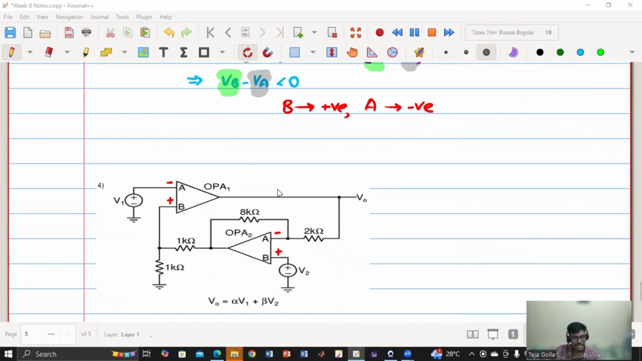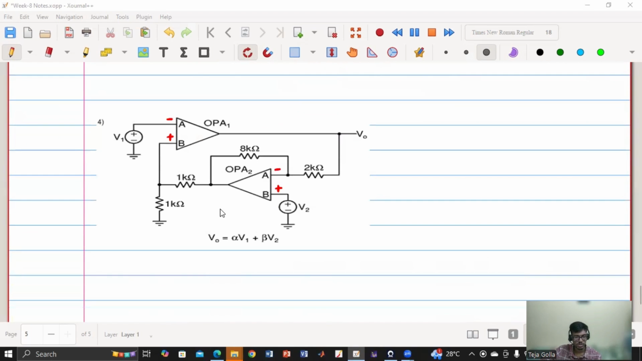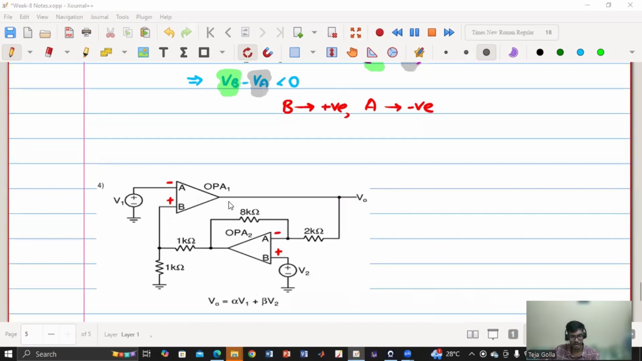But for calculating, I need not know which terminal is what. I just need to know that it is negative feedback, so that the virtual short happens, and I can still proceed to calculate V naught in terms of V1 and V2. But I was asked what the negative terminal is, so for that I have to do it individually. If there is a third op amp and they're asking for that, then again I have to do that for the third op amp, assuming these two are in negative feedback. So that part we have to do, and we cannot skip it.